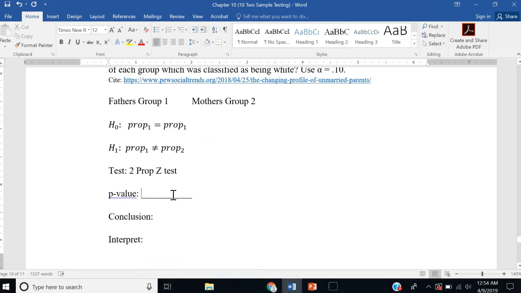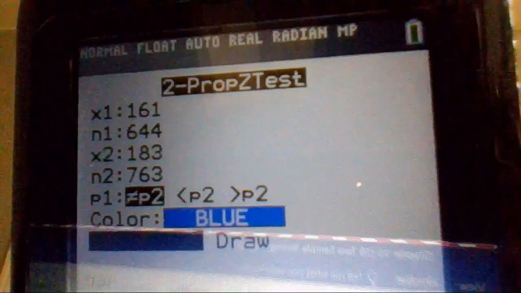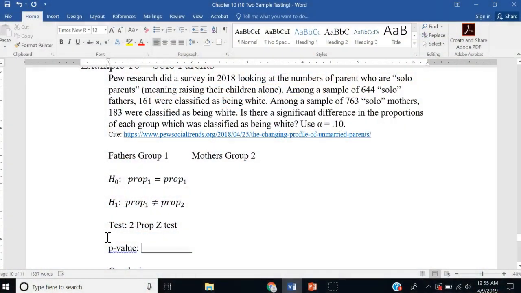Now, when you type things in, we called fathers group 1, so the number of fathers, X1, should be 161, N1 should be 644. The number of solo mothers, 183, should be my X2, 763 should be my N2. We're going to use not equal to, and then we're going to calculate it. So again, we'll just flash the screen in front of you. There it is. Calculate that.